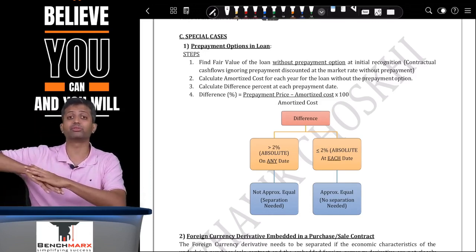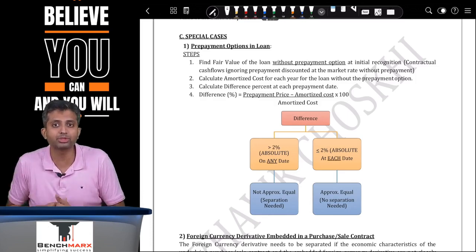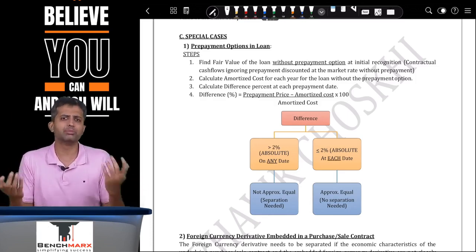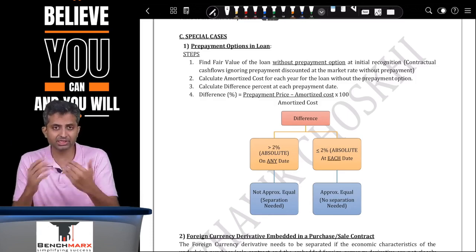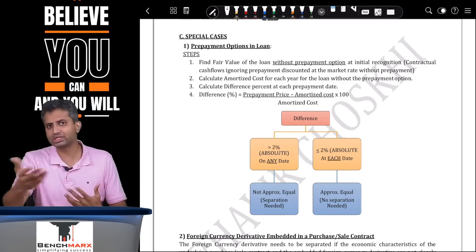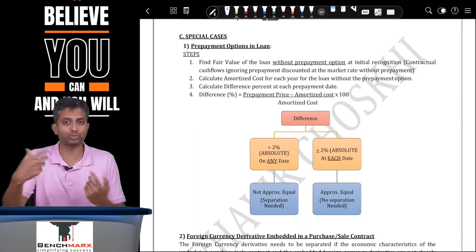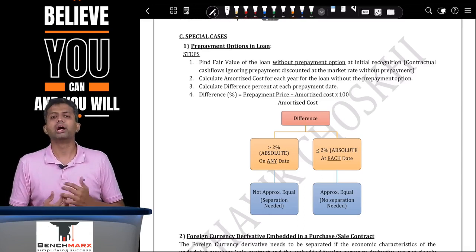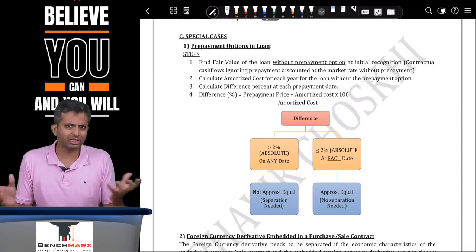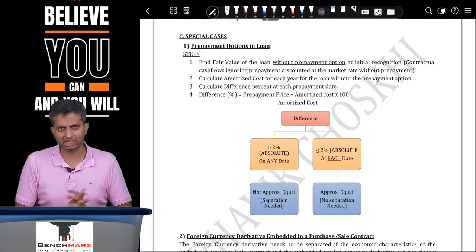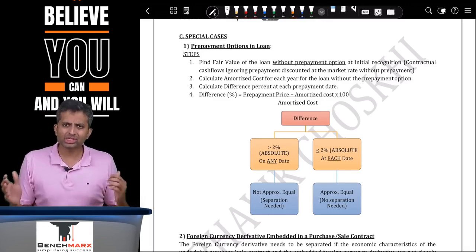If the market interest rates increase, the prepayment option becomes more valuable. If market interest rates fall, let's say in case of a floating rate loan, it becomes less valuable. Or if it's a fixed rate loan, then if the market rate of interest is falling, it is a lot more advantageous to prepay because I can prepay and take the loan at a lower rate. If the market rate of interest is rising, it is less advantageous to prepay. So basically that option can derive value and hence it is a derivative. Should I do separation or not?